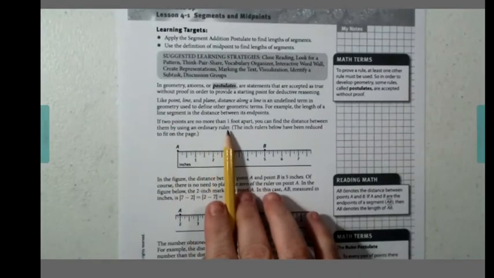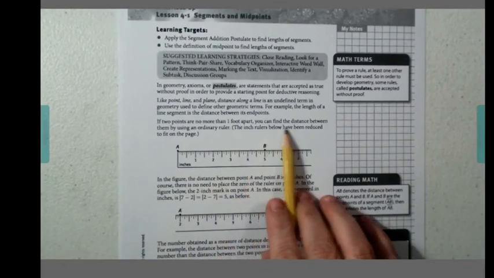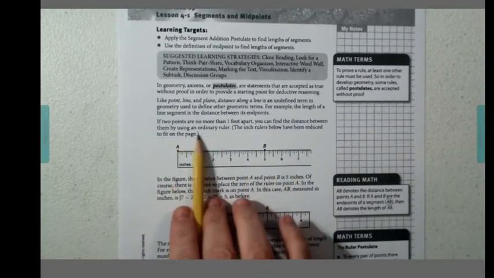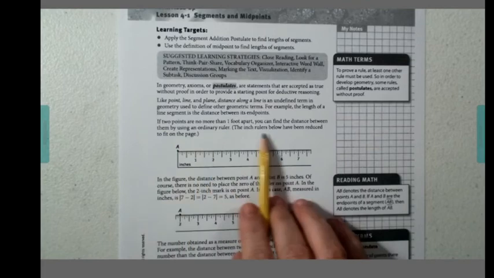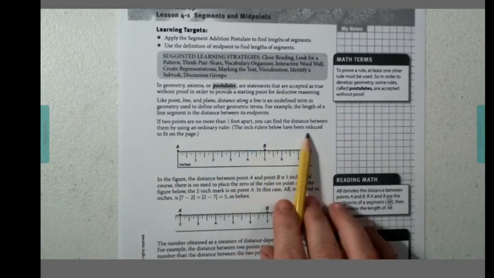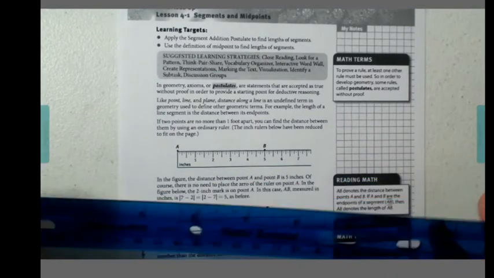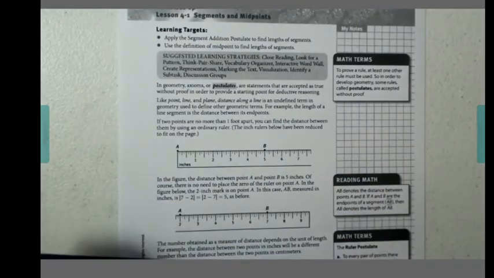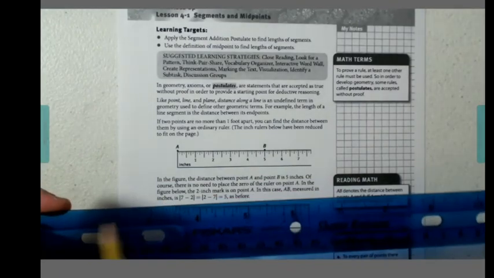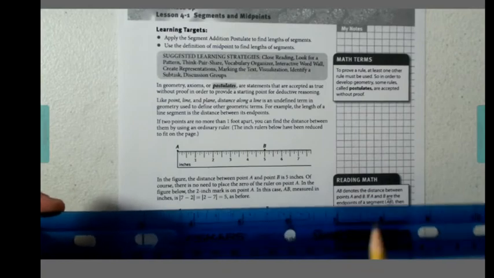If 2 points are no more than 1 foot apart, you can find the distance between them by using an ordinary ruler. The inch rulers below have been reduced to fit on the page. You should have been provided a ruler at the start of the lesson, and you should be using the inch side, so the 1 through 12 side is what you'll be using.